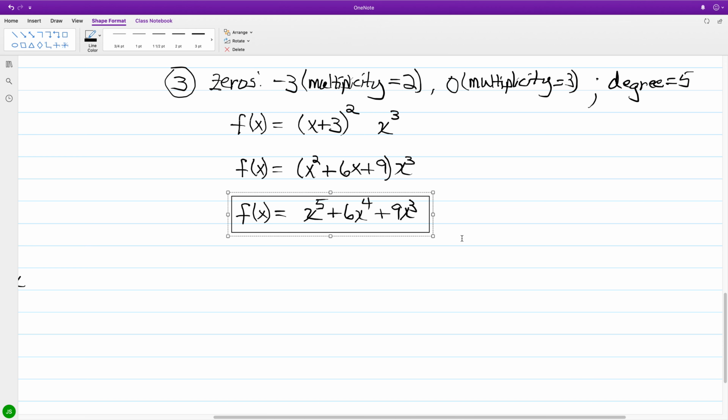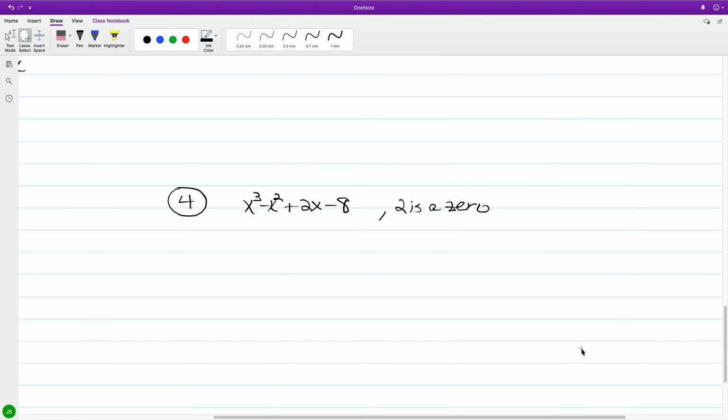All right. Now polynomial division comes in. For number 4, it says to express x cubed minus x squared plus 2x minus 8 as a product of linear factors, given that 2 is a 0. Let me mention something here. With 2 as a 0, we have x equal to 2, and this is in reference to the divisor, x minus 2.